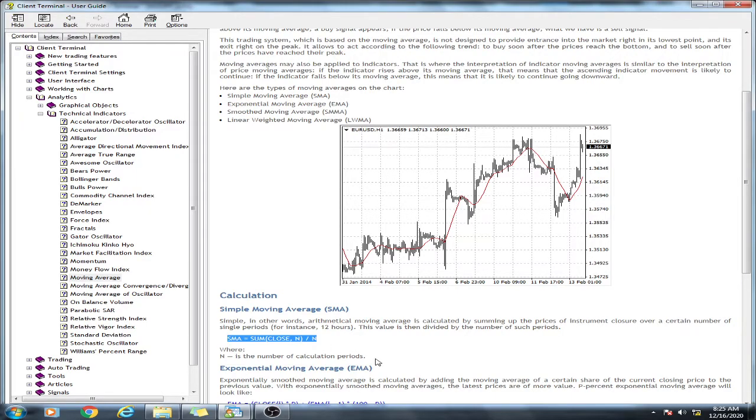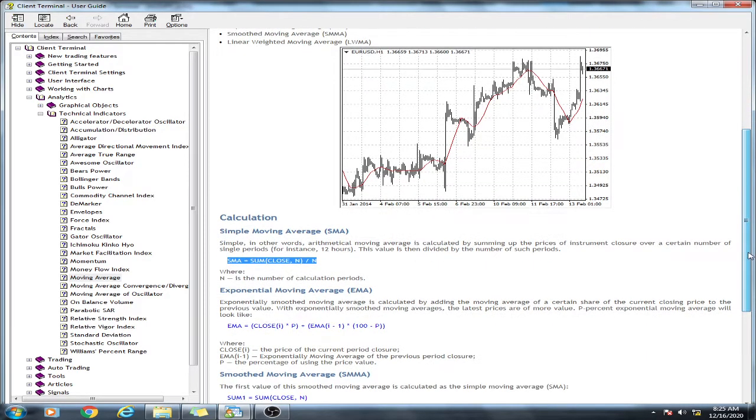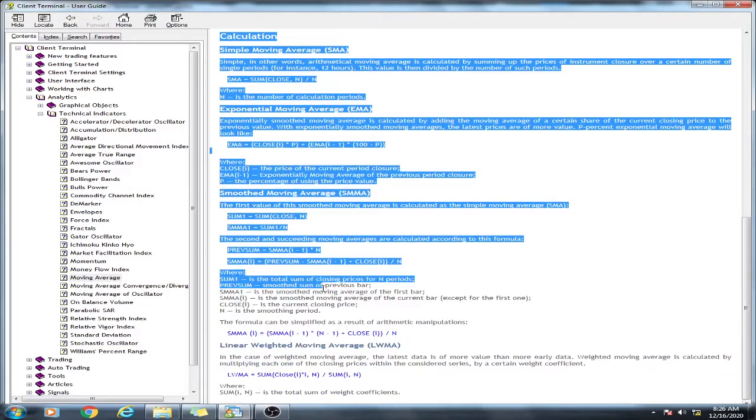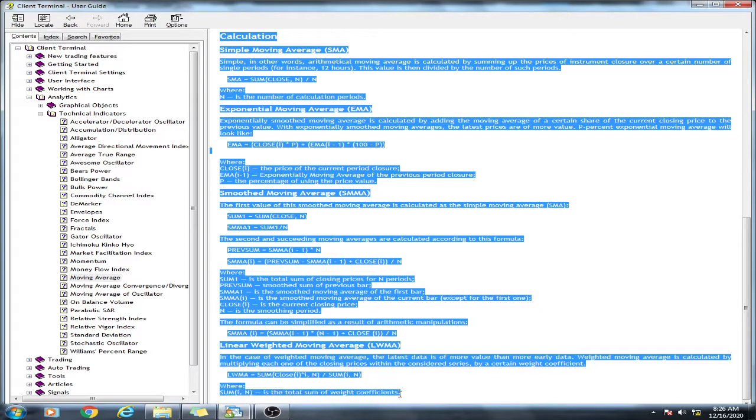This is the formula. So if you are wondering how this indicator was created, you just want to read this. You may want to try to read this. Just take your time, go through all these explanations, and you'll come up knowing much more than most people know in the market.